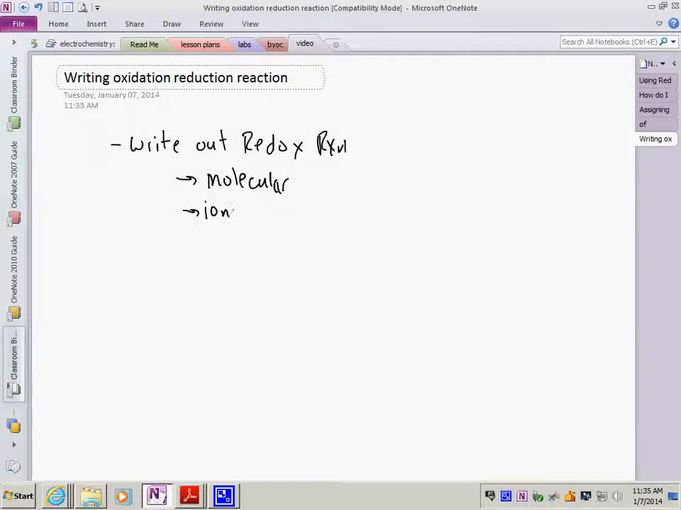ionic, and net ionic reactions. We'll look at calculating the voltage of a reaction. We'll see how that works. We'll assess the question of whether it's going to be spontaneous, or are we going to have to drive this reaction on our own.